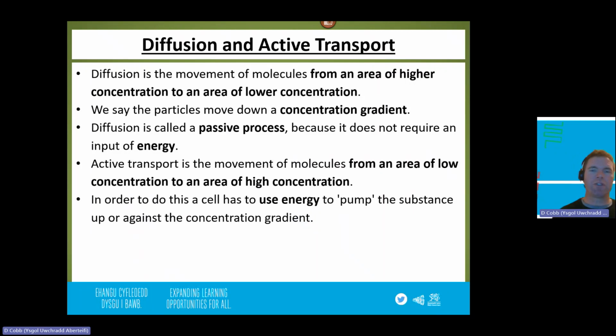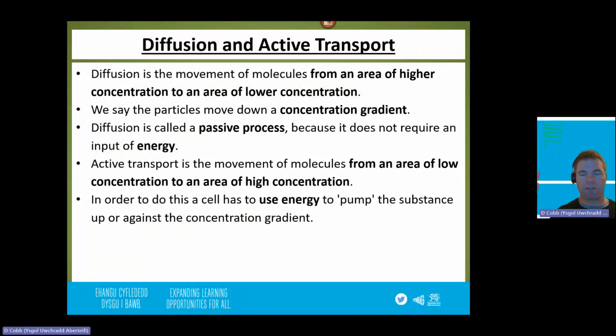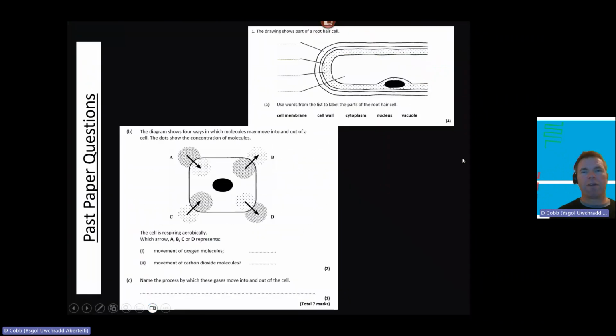It's great having both diffusion and active transport on the same slide there because you can see how they differ. You can see where they differ. Many parts of those sentences are identical. It's just certain things have flipped around. Right, worth having a look at a couple of questions here. So as always, you're welcome to pause the video and have a go at these.